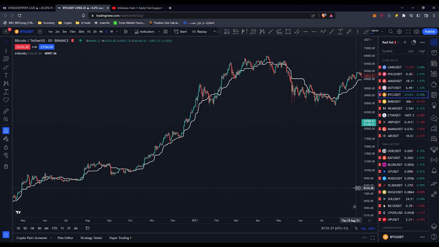One of the most useful and complex indicators. Today we're having our second lesson on Ichimoku.